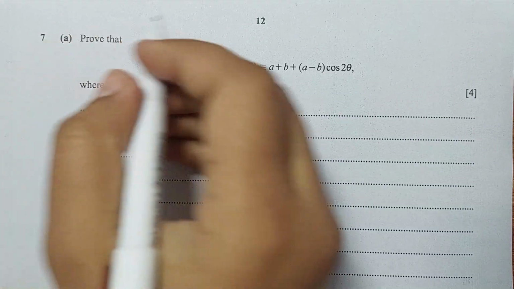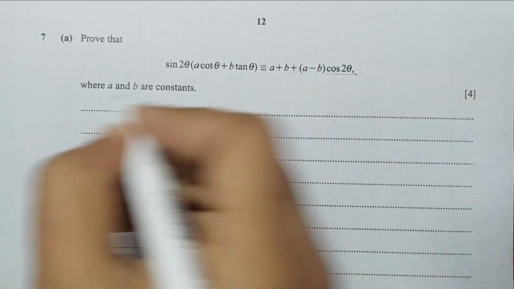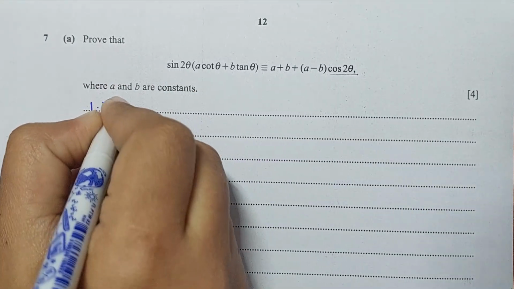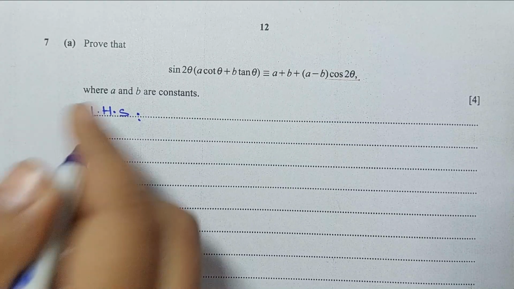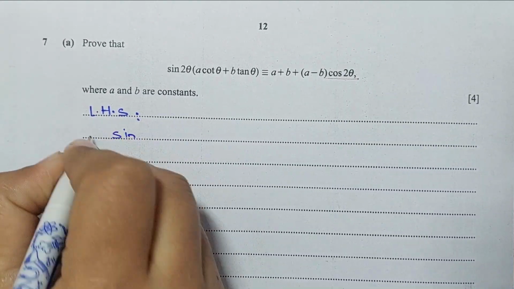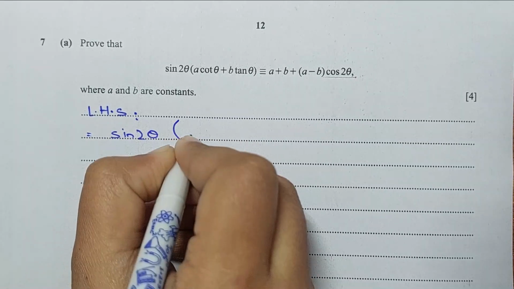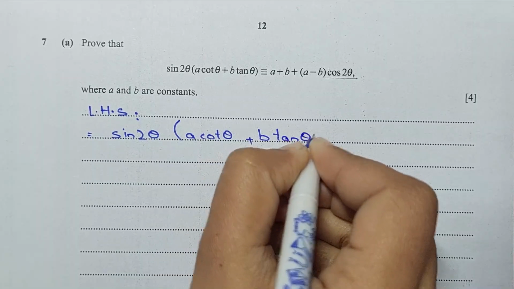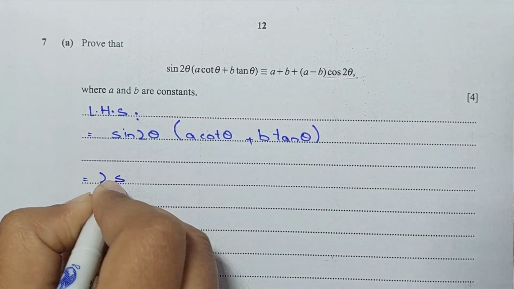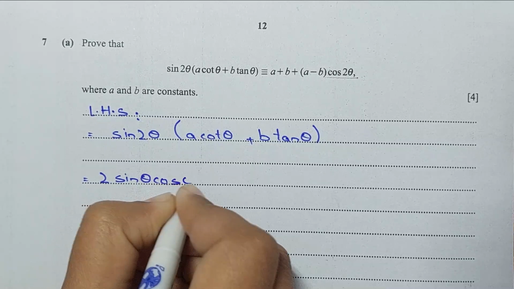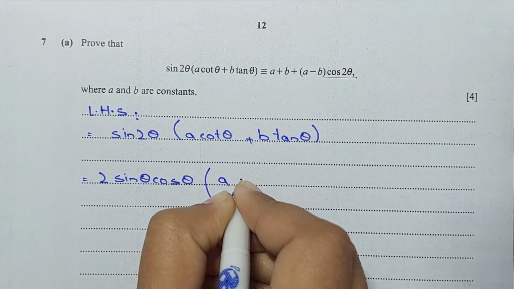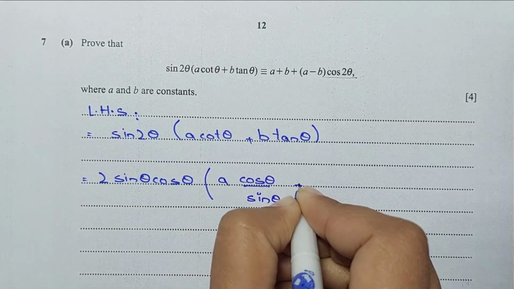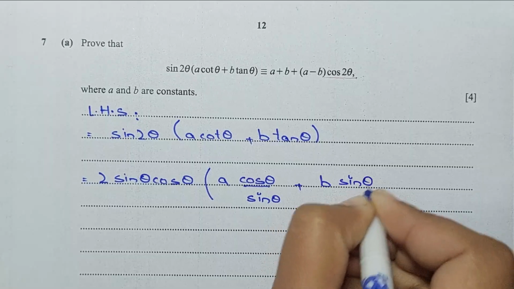Question number 7, part A, prove that the left hand side is always equal to the right hand side where a and b are constants. So let me start from the left hand side. Okay, so we have sine 2 theta into a cot theta plus b tangent theta. Sine 2 theta has a double angle formula: 2 sine theta cos theta. Cot is basically cos theta over sine theta, and tangent is the ratio sine theta over cos theta.